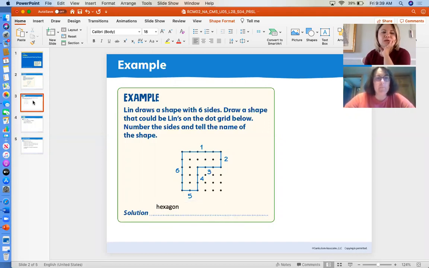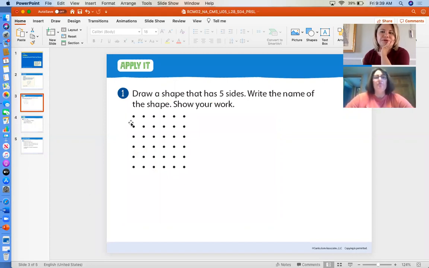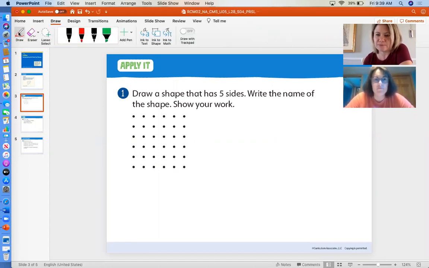Okay. So if we look at the first problem for the day, it says draw a shape that has 5 sides. Write the name of the shape. Show your work. There are many different ways to draw a 5-sided shape, right? I'm going to decide to choose the easiest way for me. The easiest way for me is remembering a house, okay?